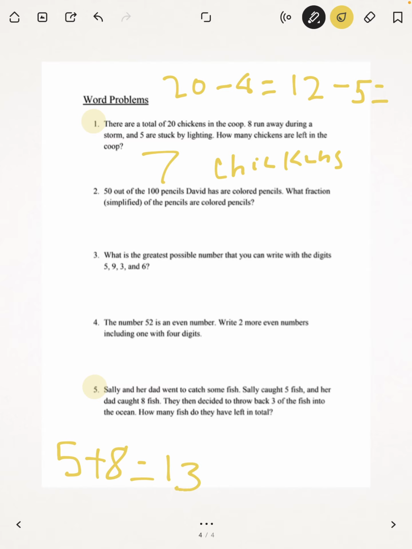And then they decided to throw back 3 into the ocean. That means they threw them back in, so they have to subtract 3. And if you subtract that, it equals 10. So they have 10 fish in total.